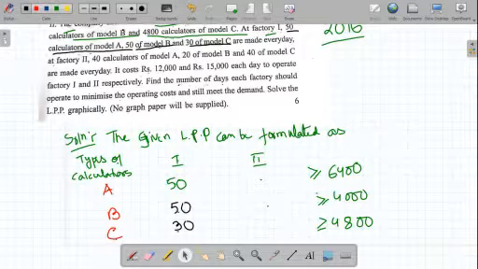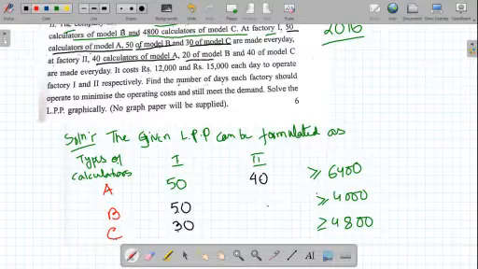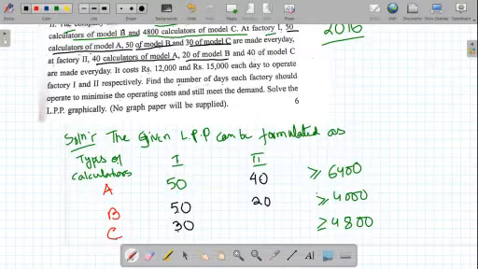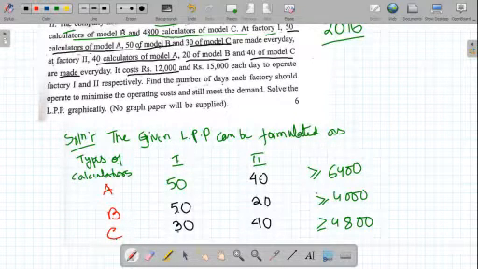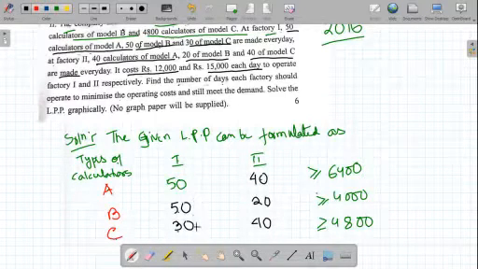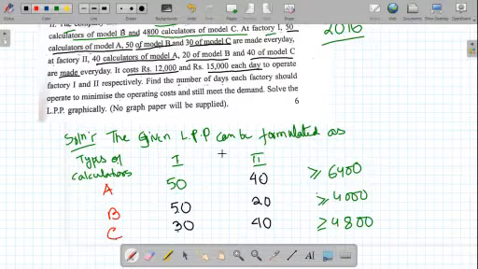Similarly, now let's consider factory 2. Here it makes 40 calculators of model A, 20 models of B, and 40 models of C every day. And it costs how much? The cost to operate factory 1 is 12,000 and factory 2 is 15,000 every day, right? This we will come to later on.